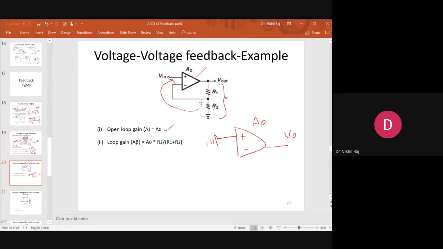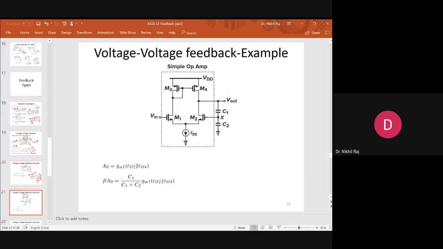I must have shown A beta. Okay, and then we'll give here minus here, we'll break the loop. So this is R2, R1, and here we'll attach plus minus Vt. Okay, and then we'll calculate Vf by Vt. This will change to Vf voltage. So when we calculate Vf by Vt, we'll get loop gain of A0 into R2 by R1 plus R2.